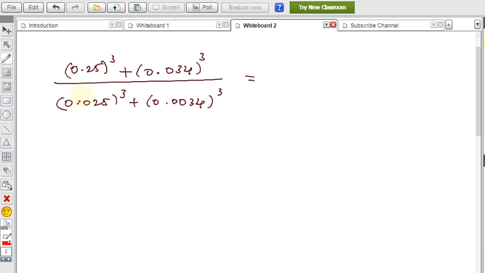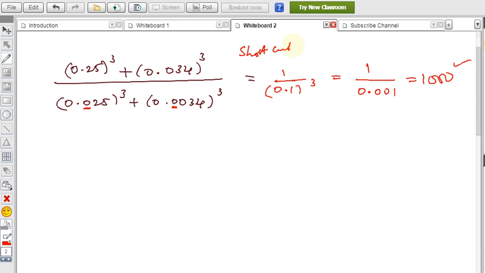Now here one more digit is extra. So we can write directly 1 by 0.1 whole cube. 1 by 0.1 whole cube is 1000, because there are total 3 digits. The extra digits there are, that much you can take. You can use this directly as a shortcut trick.